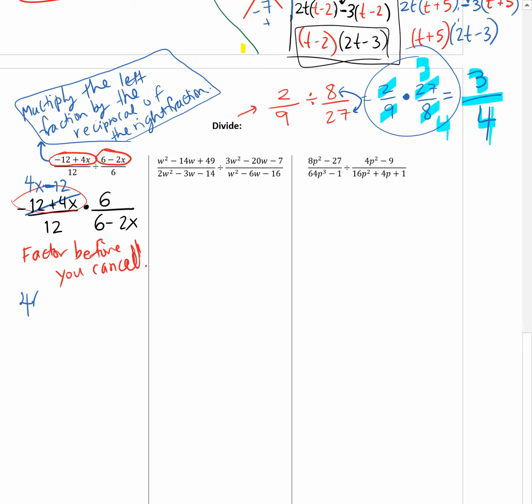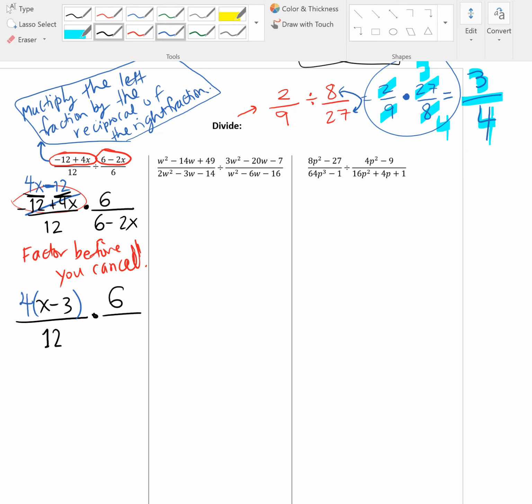So if I factor the 4 out, what's left over? 4 times what is 4x? That'd be x. 4 times what is negative 12? That'd be negative 3. And that's over 12. There's not really much you can do with 12, so I'm going to leave it as is for now. Similarly with the second numerator, 6, it's just a number. There's not really any factoring I can do.